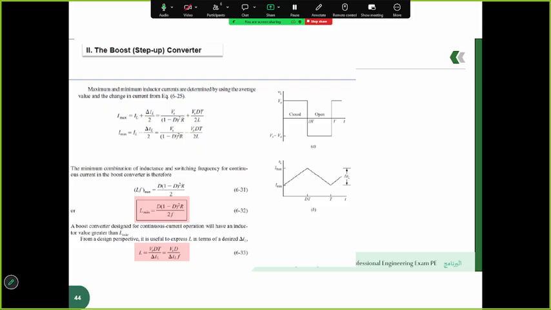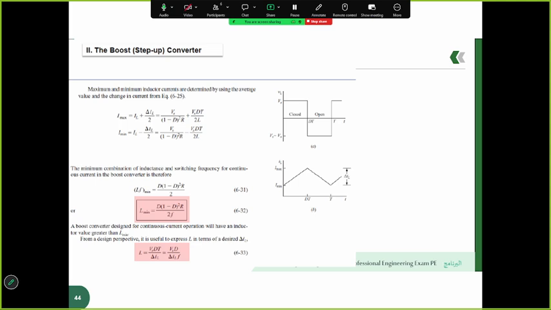So this slide then presents the formula for the minimum combination of inductance and switching frequency required for continuous current in the boost converter. This is a critical design parameter, as an inductor value below this minimum will cause the converter to operate in discontinuous conduction mode, DCM, which changes the converter's voltage relationship.